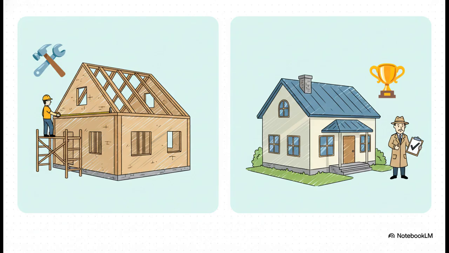Summative assessments, on the other hand, are the final inspection. That's the big test at the end, the final paper. It tells you if you successfully met the objective. You absolutely need both to get a quality result.